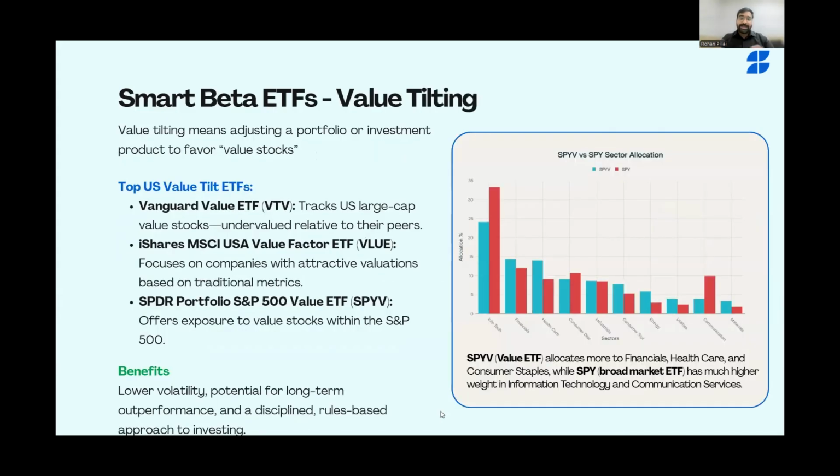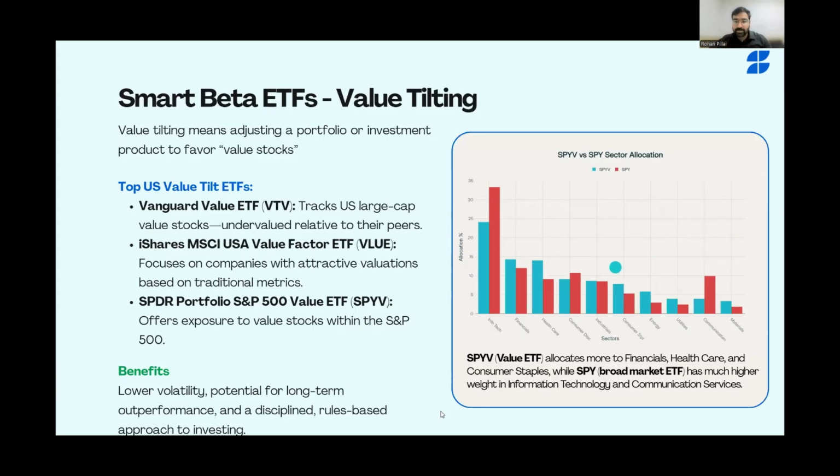We'll start off with what is value tilting. So value tilting is basically an ETF that's more favored towards value stock. The benefits of value tilting are lower volatility and potential for long-term outperformance. But let's look at the example, right, of what's the difference between a value tilting and the mirroring ETF, for example, the SPY. SPY is basically a broad market ETF and it's mirroring that, but with a few twists in it. It's focusing more on the value stock.